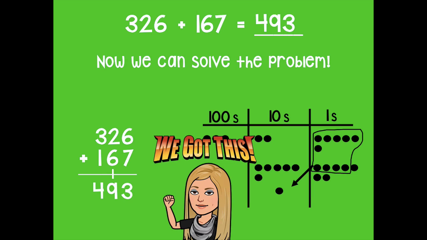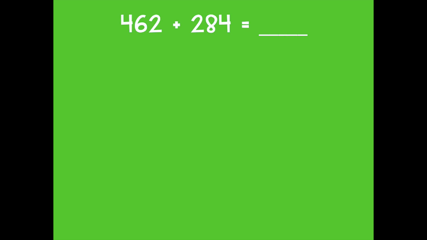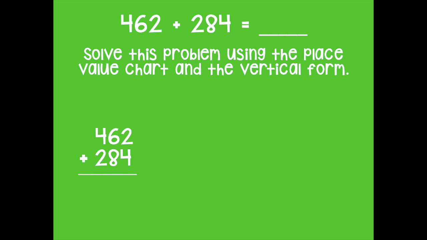All right, friends, so we got this. We could do it. So now what you guys are going to do is you're going to have this brand new problem and you're going to solve it all on your own. So use your place value chart and the vertical form to help you solve. Pause the video, do that, and then click play when you're ready to go over it together.